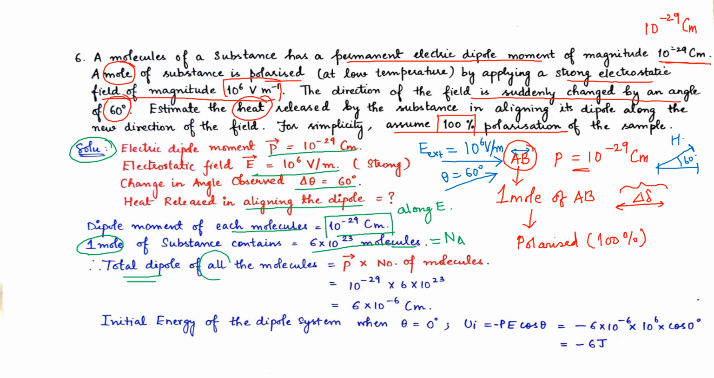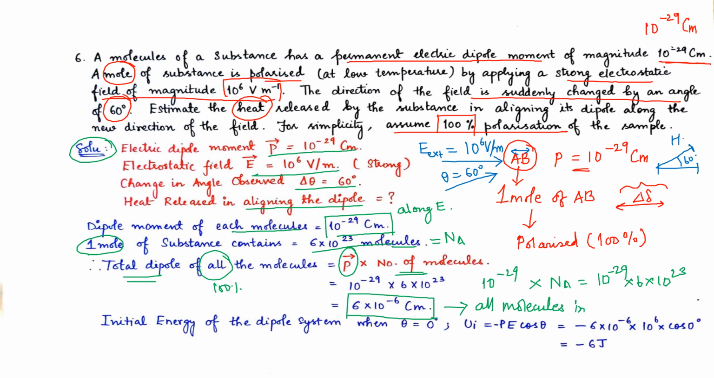Now the total dipole moment of all the molecules. Why are we taking all? Because we are assuming it to be 100% polarized. It is the dipole moment into the number of molecules. The dipole moment is 10 to the power minus 29 into the number of molecules, Na, which equals 6 into 10 to the power 23. So the answer we get is the dipole moment for all the molecules in 1 mole of substance, 6 into 10 to the power minus 6.